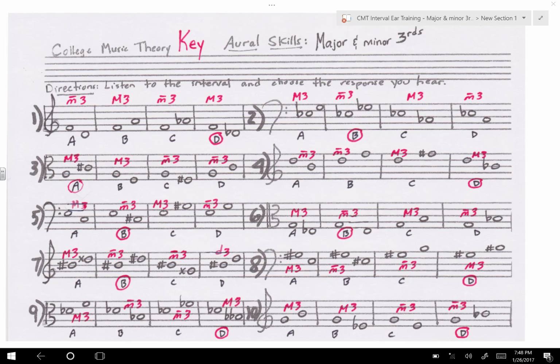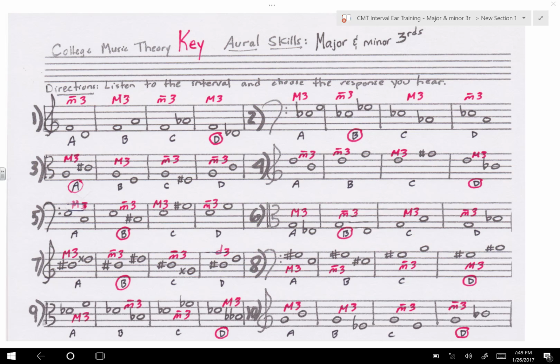The correct response was B for number 7, which was a minor third ascending. Hopefully you ruled out letter C, the only descending melodic interval, because it was indeed an ascending melodic interval. And if you notice carefully, in number 7, choice D is neither a major third or a minor third. It's a diminished third, which we will talk about later.